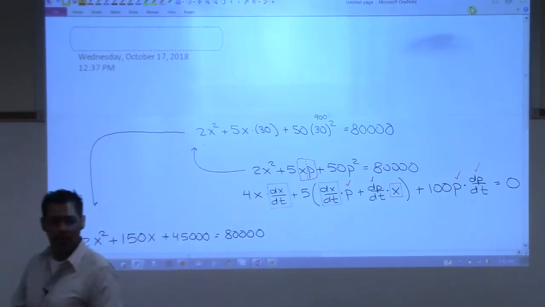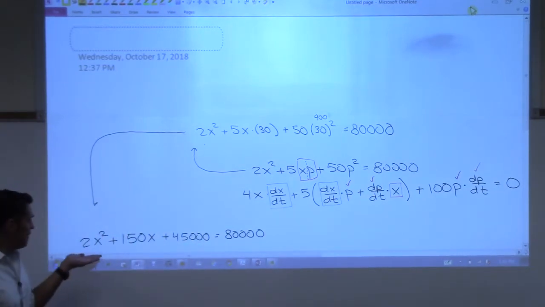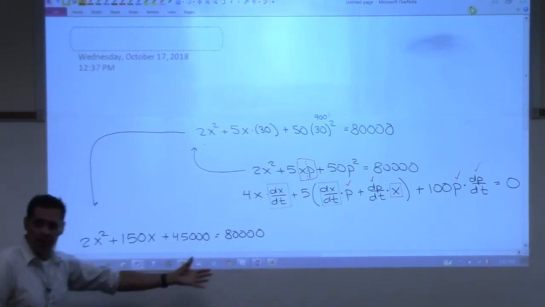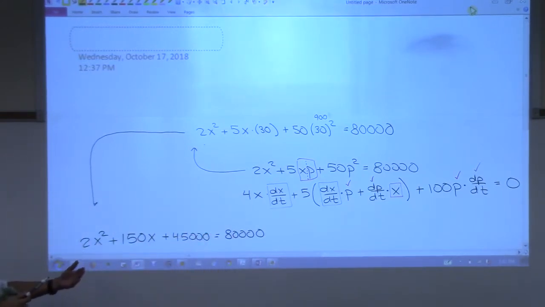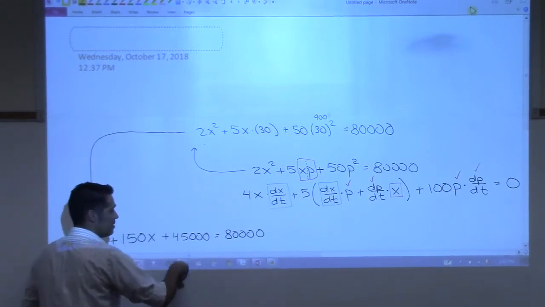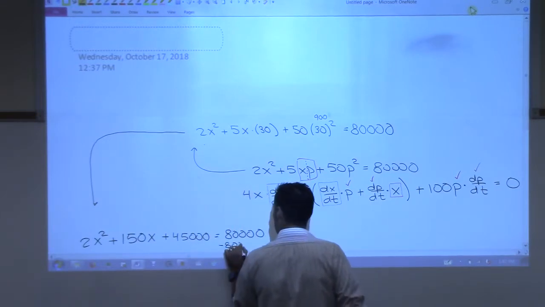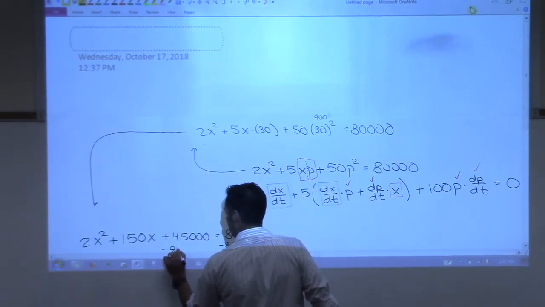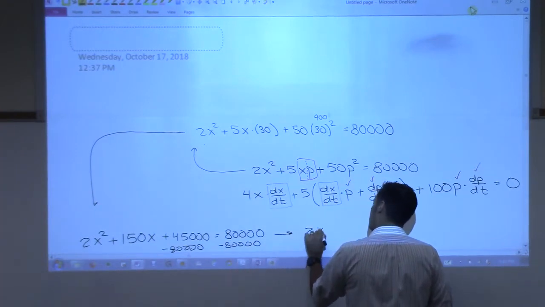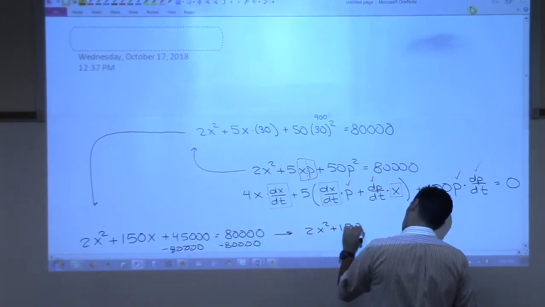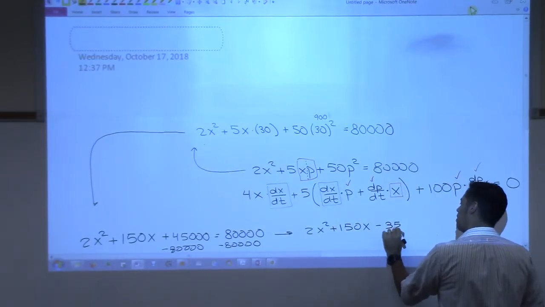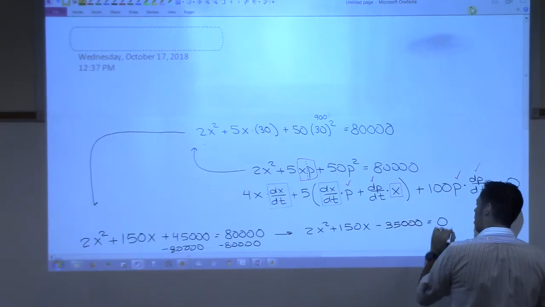Can we set the 80 to... Yeah, that was my next question. If this is a quadratic equation, the standard process for solving quadratic equations is get everything to one side so that it's equal to 0. Right? So let's subtract 80,000 from both sides. So I'm subtracting 80,000 here, subtracting 80,000 here, and I get a new equation, 2x squared plus 150x minus, I think it's 35,000, equals 0.